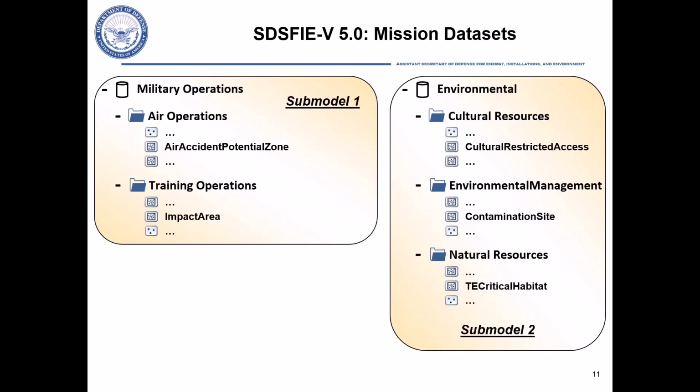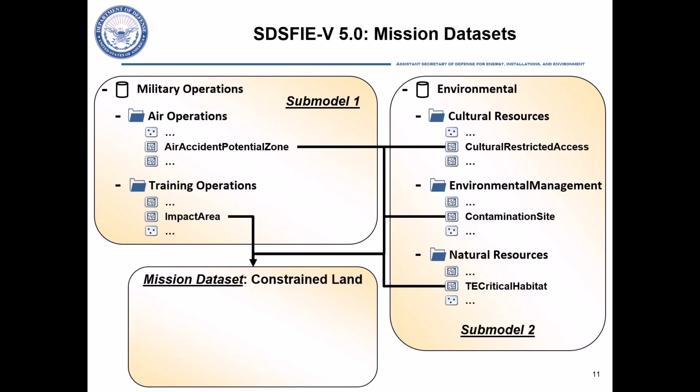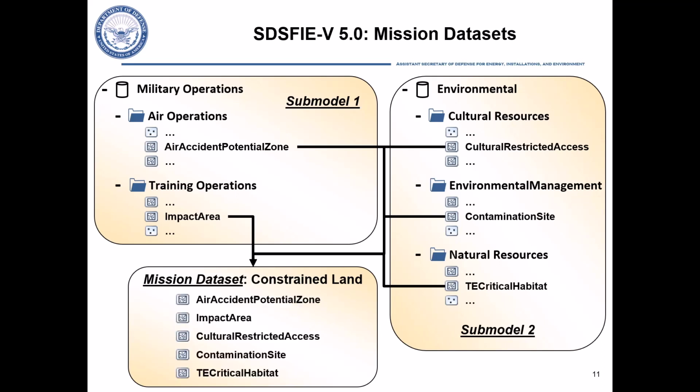In this example, there is an SDSFIE-V model consisting solely of 2 submodels. Each submodel contains functional datasets, and those contain feature types. A mission dataset named Constrained Land is created for this SDSFIE-V model by referencing one entity from each of the functional datasets in the manner depicted. In the end, the new mission dataset contains 5 polygon feature types across the environmental and military operation spectrums.